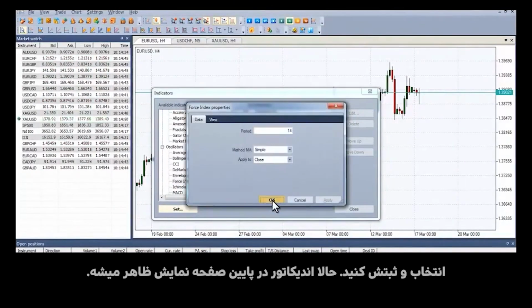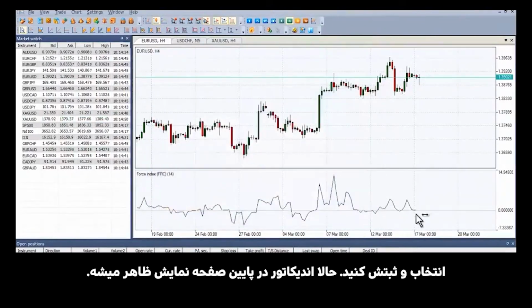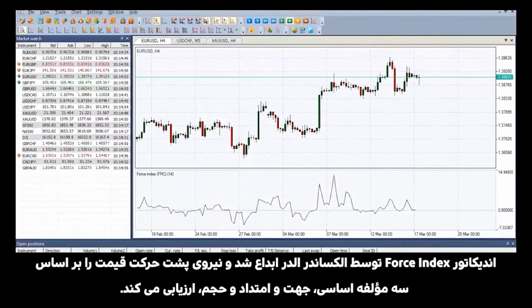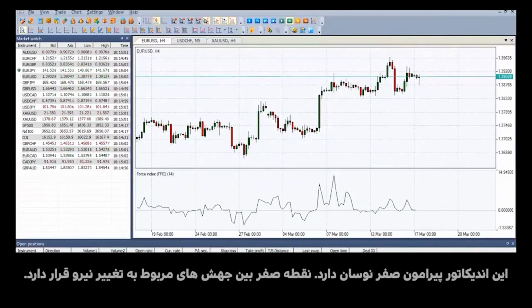Select it, click Set, OK, and here it appears at the bottom of our screen. The Force Index indicator, invented by Alexander Elder, measures the power behind every price move based on three essential elements: direction, extent, and volume. The oscillator fluctuates around zero, a point of a relative balance between power shifts.